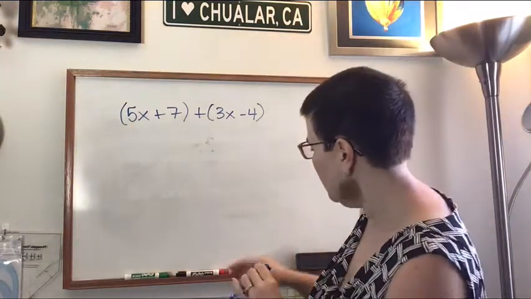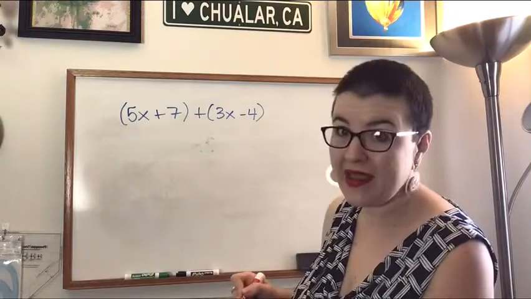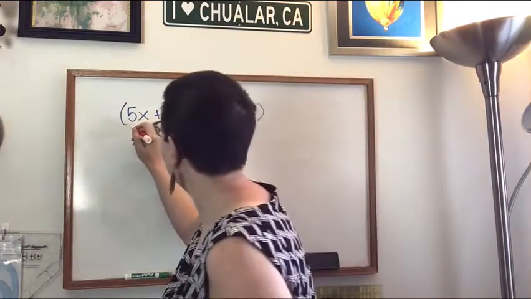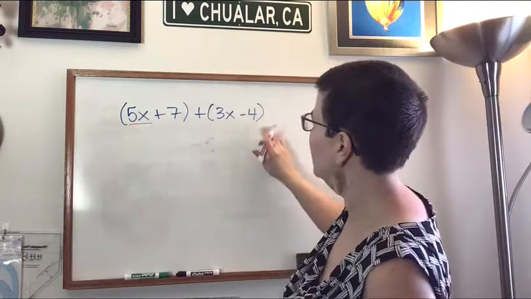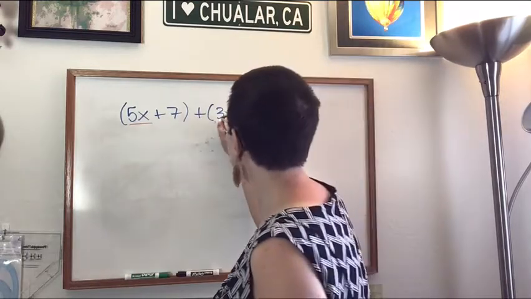So what I'm going to do is look through and see, okay, who is like? All right, I've got this plain 5x. I'm looking for anything else that's an x. Through the rest of the sentence, I have a 3x.